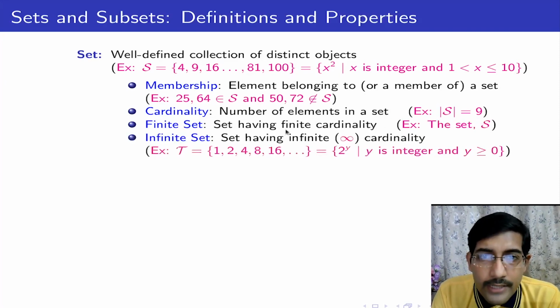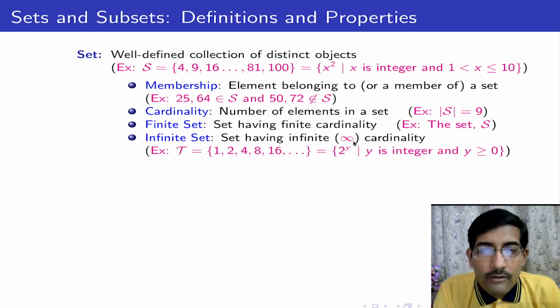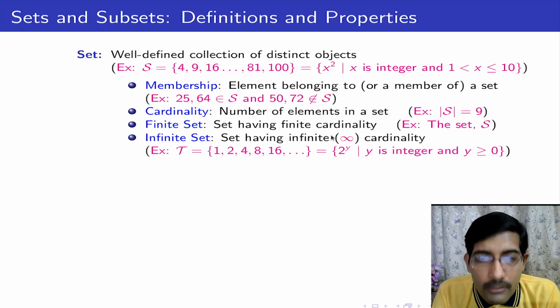Depending on the cardinality, if there are a finite number of elements in the set, we say the set is finite. So the set S having 9 elements is a finite set. Whereas if the number of elements in a set is infinite, of infinite cardinality, then we say the set is an infinite set. For example, the set of even numbers and the set of integers are all infinite sets.